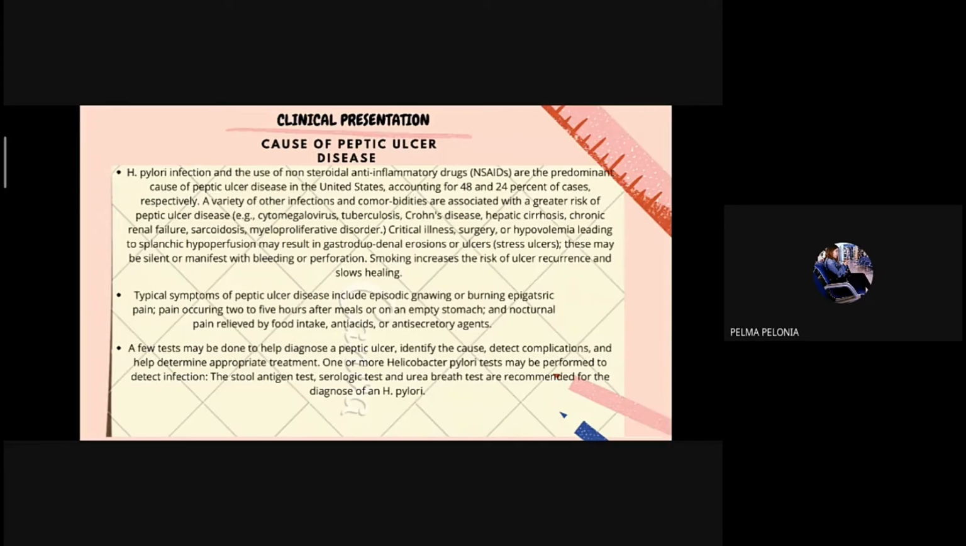A few tests may be done to help diagnose a peptic ulcer, identify the cause, detect complications, and help determine appropriate treatment. One or more Helicobacter pylori tests may be performed to detect infection. The stool antigen test, serologic test, and the urea breath test are recommended for the diagnosis of a Helicobacter pylori infection.